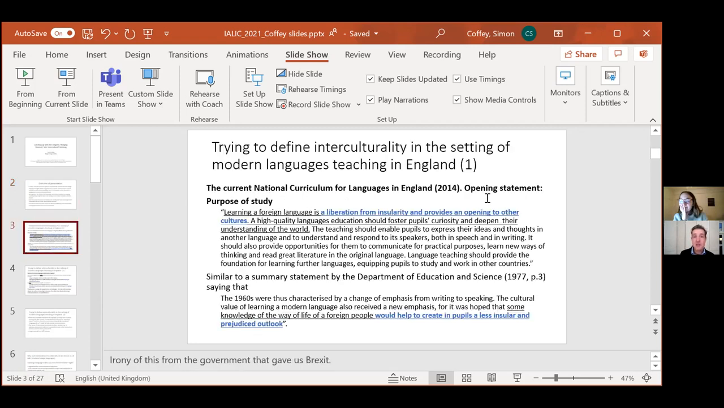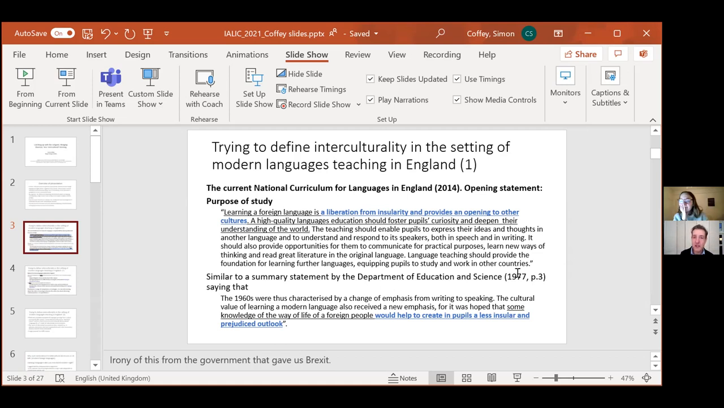So yeah, just to give a little bit of context then, from the UK side, from the English side, I should say, because Scotland's a different thing, but the national curriculum for languages in England, or the current national curriculum, states boldly that learning a foreign language is a liberation from insularity and provides an opening to other cultures. Obviously, that's a little bit ironic from the same government that gave us Brexit, but that being aside, it's not a new claim in a way that this is a sort of liberation from insularity.